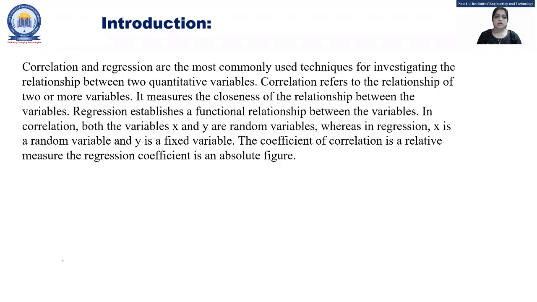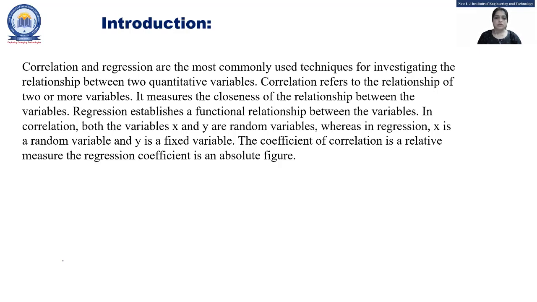Correlation and regression are the most commonly used techniques for investigating the relationship between two quantitative variables. Correlation refers to the relationship of two or more variables. It measures the closeness of the relationship between the variables. And regression establishes a functional relationship between the variables.